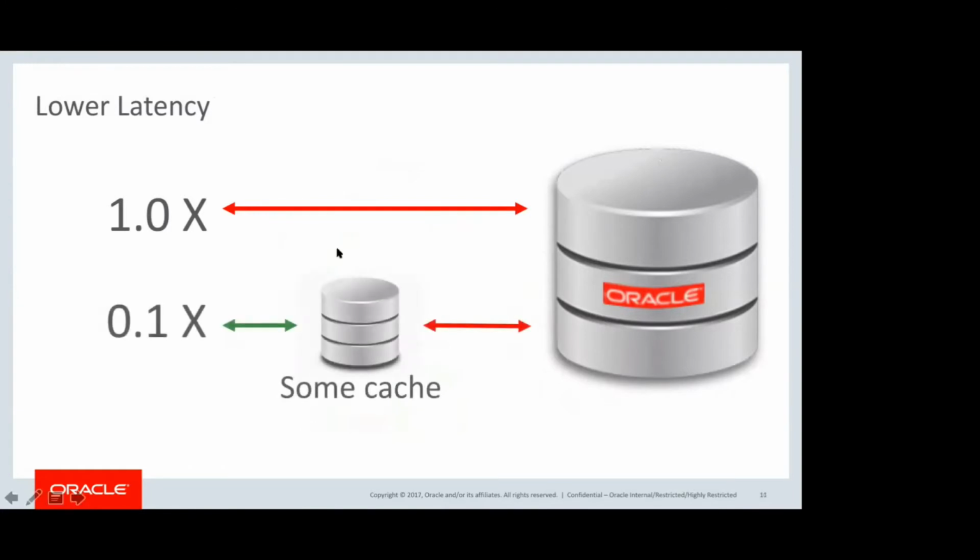The whole point of using some cache is it should take less time to access the cache than your Oracle database, your system of record, whatever it is. Because if it's not faster, what's the point of using a cache? So lower latency is the first thing you've got to look at.